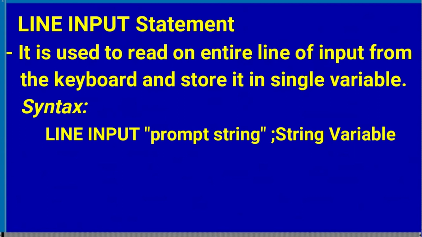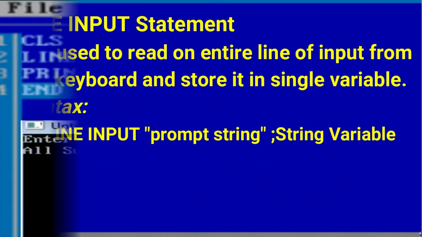And here the syntax of line input is line input and double quotation marks, and within the double quotation marks there is the prompt string, that is, the message which we use in the input statement. And here after the semicolon we have to use a string variable. Here you must note that we can use only a string variable. That means we have to use the variable with the $ sign.